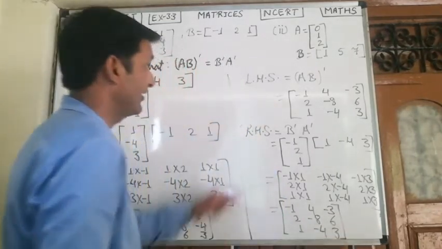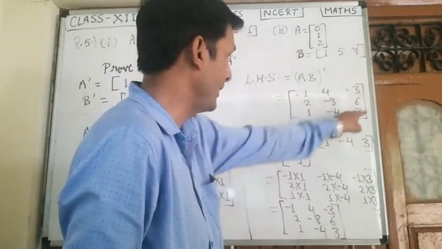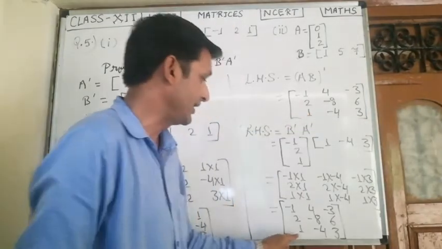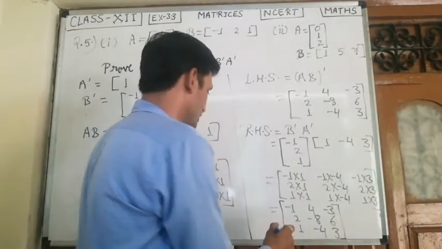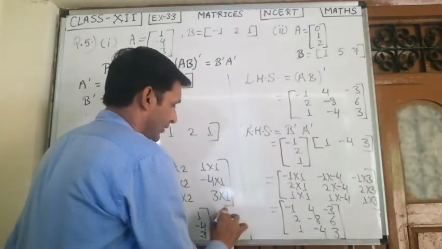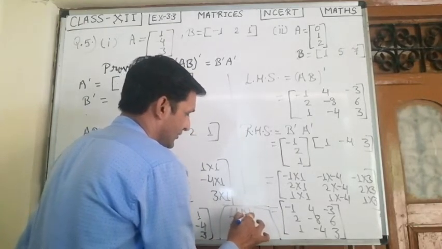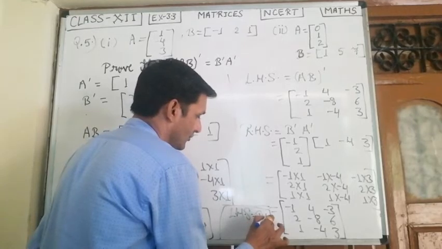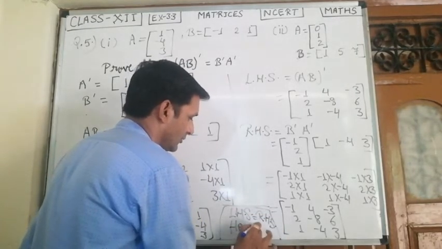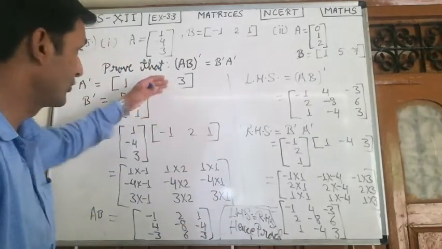Now let us see our LHS. It is minus 1, 4, minus 3. It is also minus 1, 4, minus 3. Second row 2, minus 8, 6, 2, minus 8, 6 and third row 1, minus 4, 3, and here third row 1, minus 4, 3. So here we can write now that our LHS is equal to RHS. Hence proved. So this first question we have to prove in this manner.